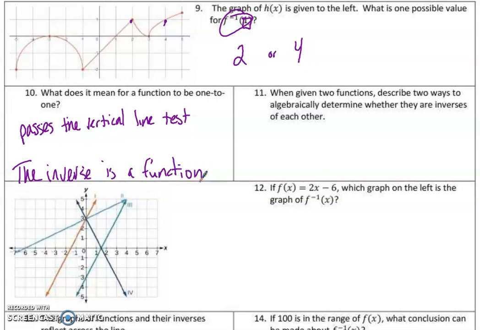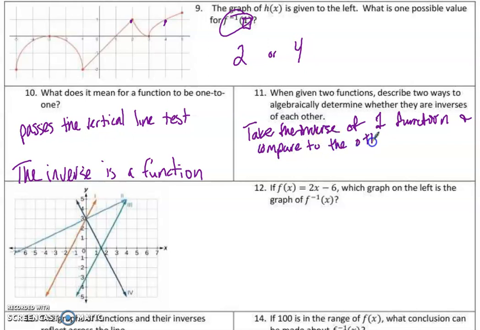Number 11, when given two functions, describe two ways to algebraically determine whether they are inverses of each other. So one way is to take the inverse of one of your functions, and compare it to the other. If they match, it is an inverse.